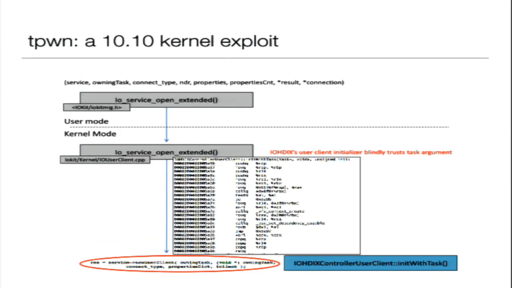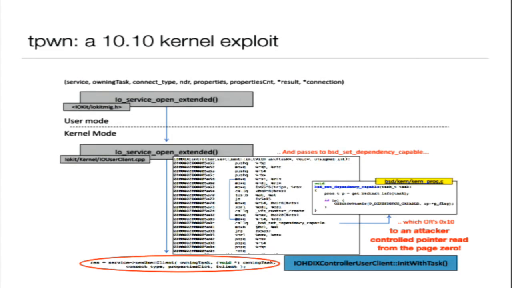And when you create one, you essentially pass in the task, and a particular user client, which is the disk image one, uses this task structure to read a pointer, and it will do an OR on the pointer, which, if you do the type confusion, is read from page zero. And so we can essentially corrupt memory in the kernel as we wish, anything we want.